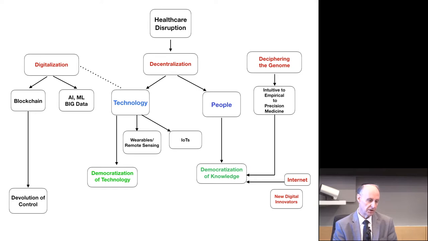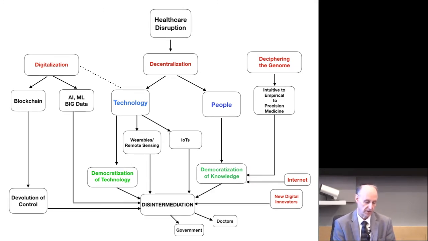The other major event taking place in the last 5 to 10 years is deciphering the genome, which has really rapidly led us from an era of intuitive medicine through empirical medicine to what we call now personalized or precision medicine. And this too is going to lead to the democratization of knowledge as individual genomes become deciphered and sequenced, and the property of the patients to whom those genomes belong.